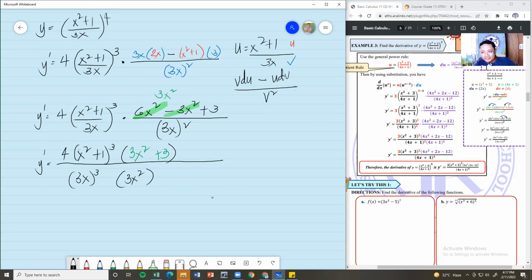Sir, may tanong po ako. Bakit po pumasok po yung exponent po dun sa denominator? Di ba po, 3x, tapos parenthesis, tapos squared? Bakit po pumasok po si 2? Di ba po ganyan? Sorry. That was a mistake.